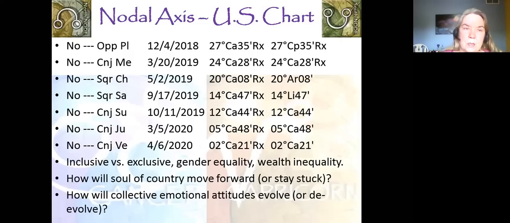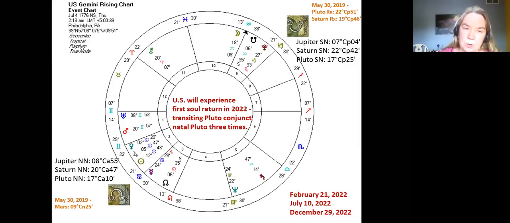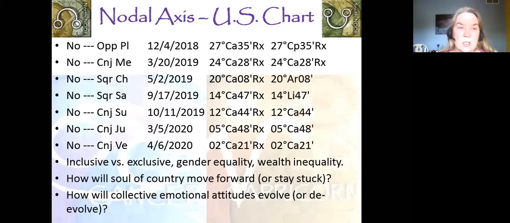Here's where the transiting nodes of the moon will be aspecting the U.S. chart. And let me back up just to show you. As you can see, with Pluto in Capricorn, we have four planets in Cancer, that's Saturn in Libra, and Chiron in Aries. So we've got a wide Cardinal Grand Cross in the United States chart, inclusive versus exclusive, that goes on. Excuse me. So here are those dates. And of course, we've already had the first two, the node square, three.